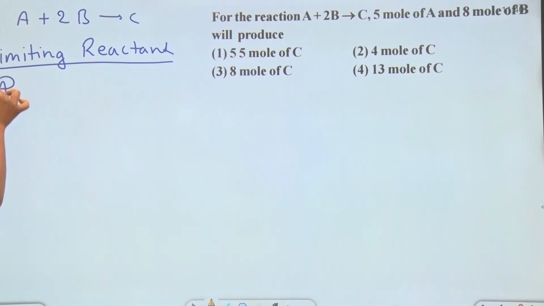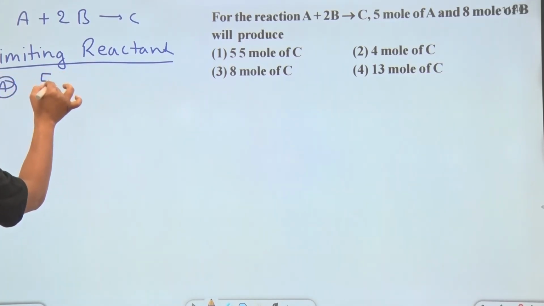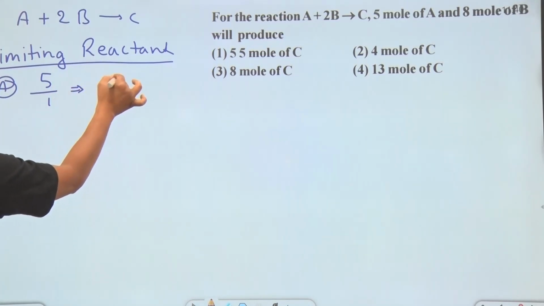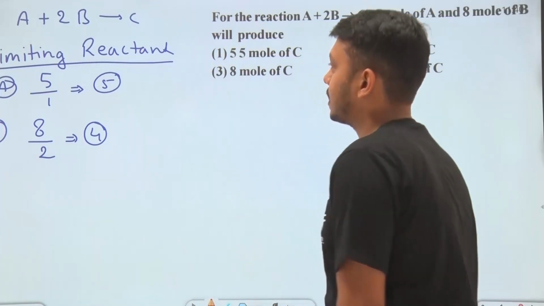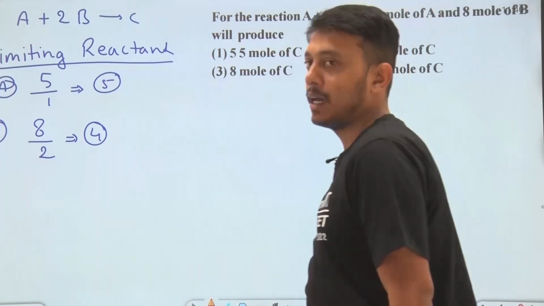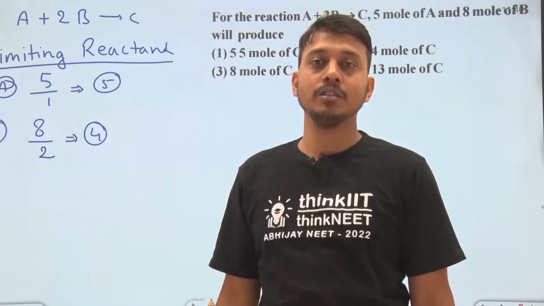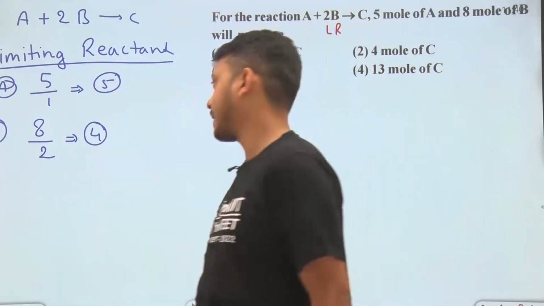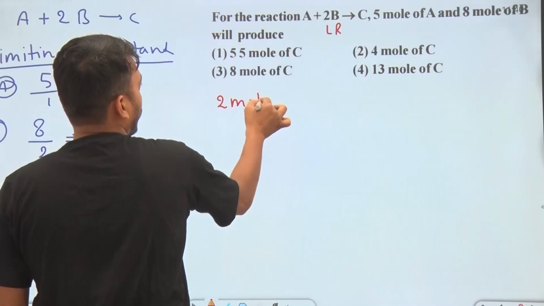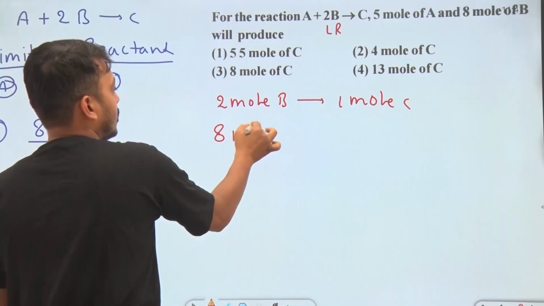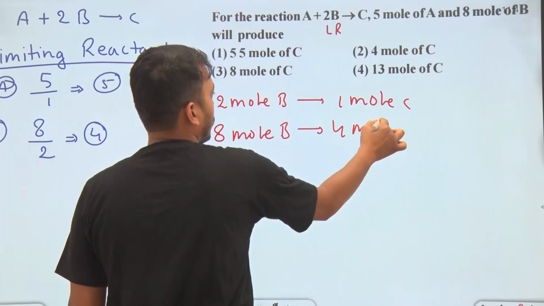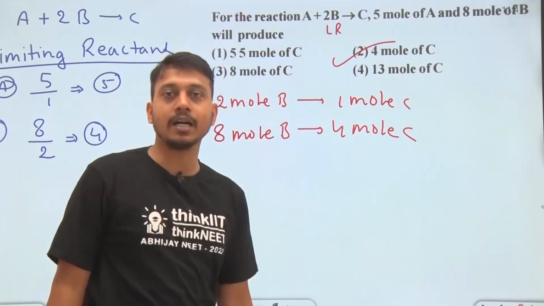Now first we are going to apply it for A. For A, the given number of moles is 5 and the stoichiometry is 1. So the value is 5. While if we talk about B, the given number of moles is 8 and the stoichiometry is 2. So this value is simply 4. Now as we clearly observe, B is the limiting reagent. The chemical calculations will occur according to the limiting reactant. So here 2 moles of B will produce only 1 mole of C. Clear? Now we have 8 moles of B, so definitely 8 moles of B will produce 4 moles of C only. Hence option number 2 is the correct choice here.